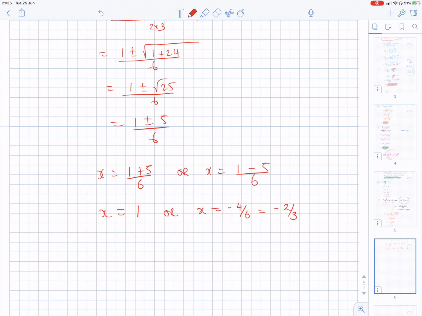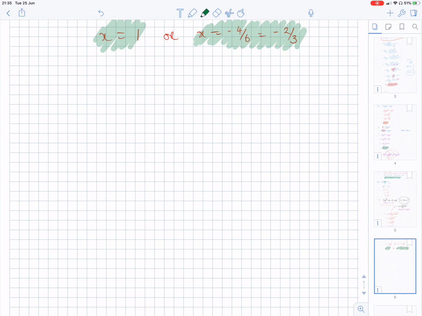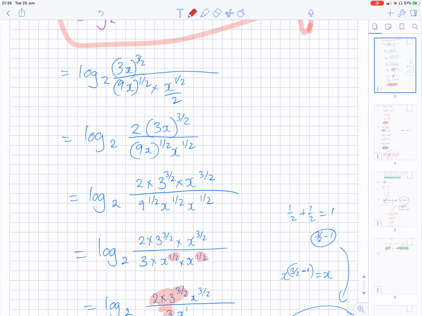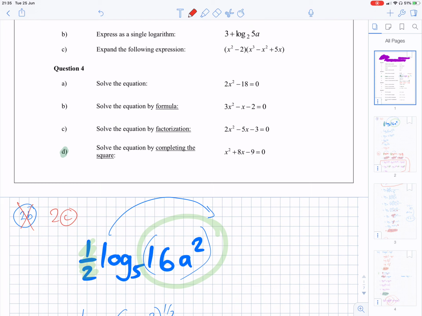Okay, so this is the answer to number 4B. Let's look at 4C. So what is 4C? 4C says solve by factorization. Okay, to solve this, let's write it down first. So it's 2x squared minus 5x minus 3 equals 0.